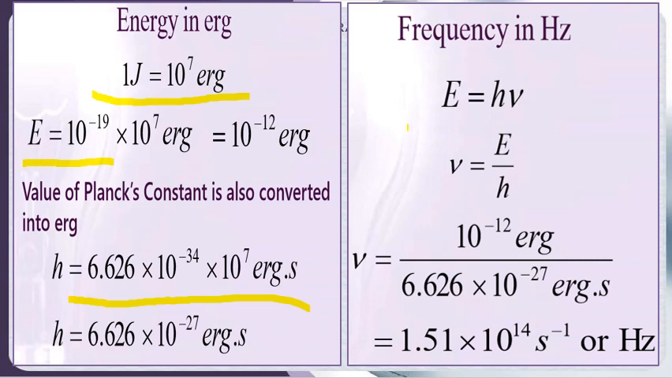Frequency, you have to find it out once again as you have changed the terms of the units. So again use the same formula, add the values and you will get your answer in the form of per second once again for the frequency.